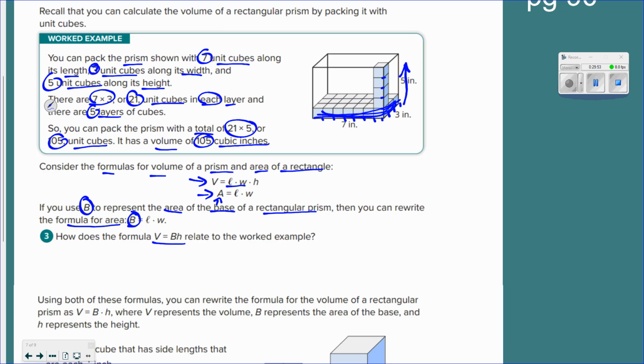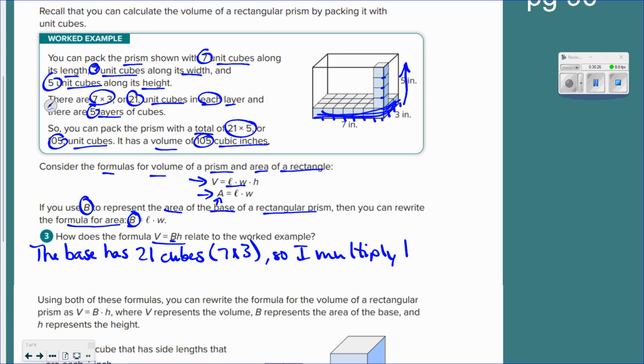So how does this relate? The base has 21 cubes, 7 by 3. So I multiply that by 5 layers to find the total number of cubes.